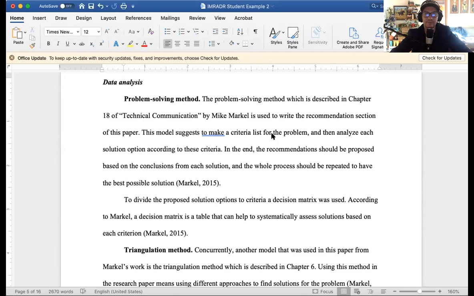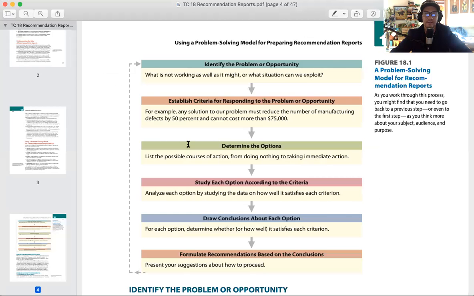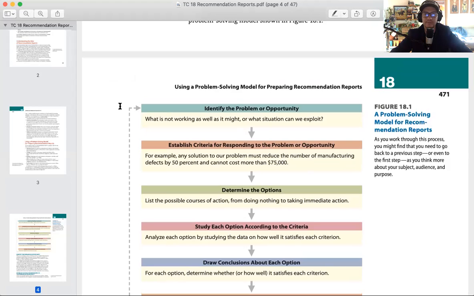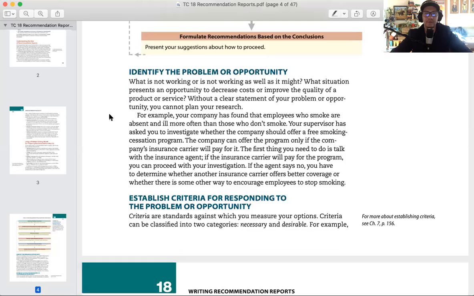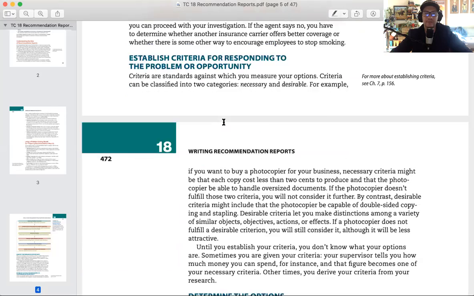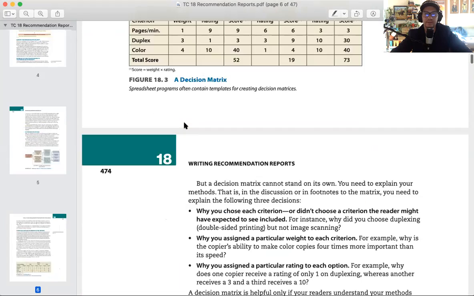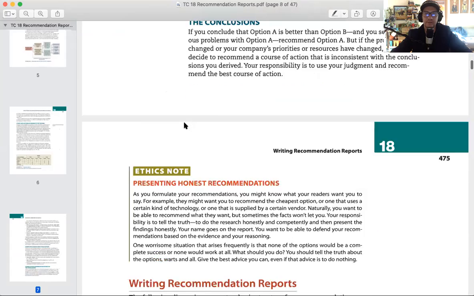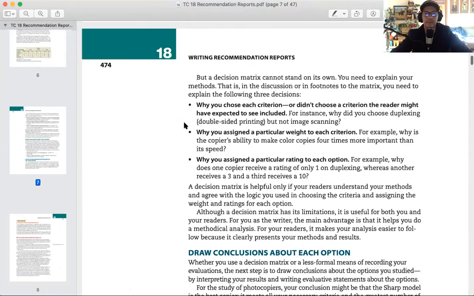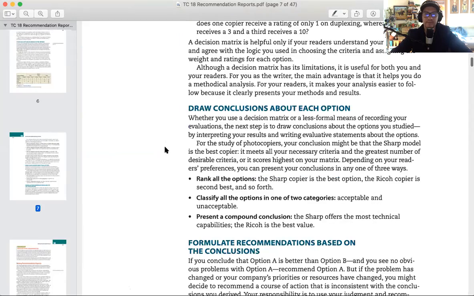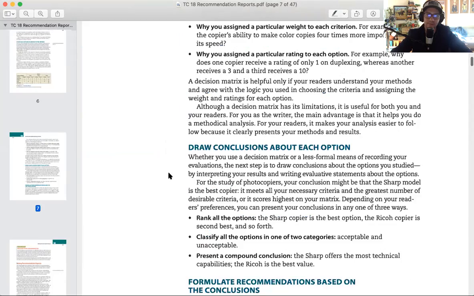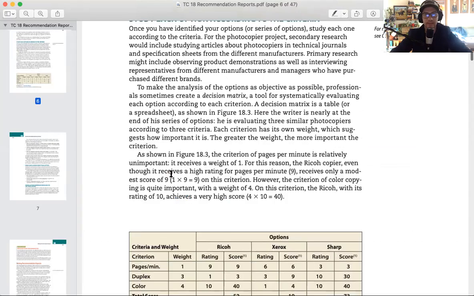Let me jump over to our textbook here. So this is the problem-solving model. It's on page 471 of chapter 18, Technical Communication. And so when you cite, you'll just cite from this chapter, and you'll look through these couple of pages here to here, okay? 474. This is the problem-solving model. This is the methodology that we're using, that we're required to use, okay?